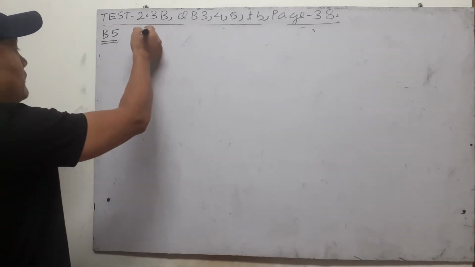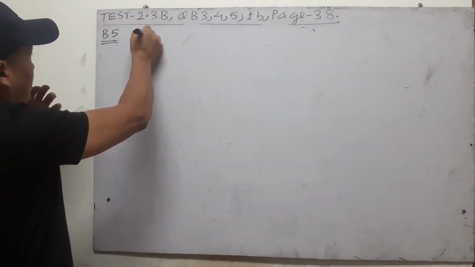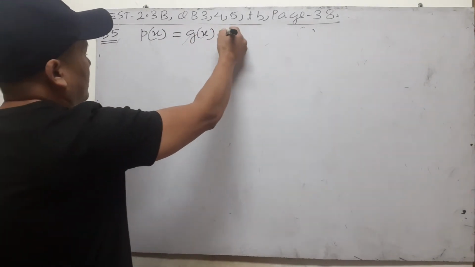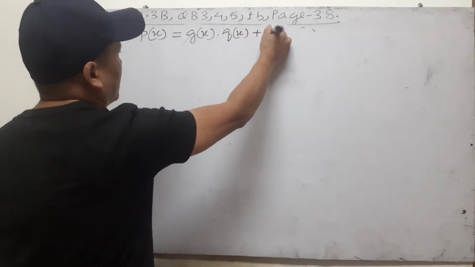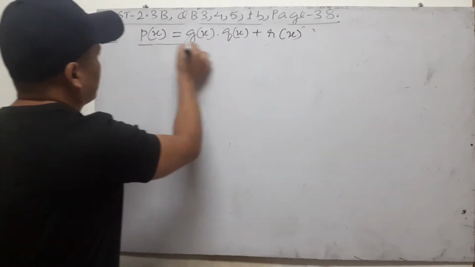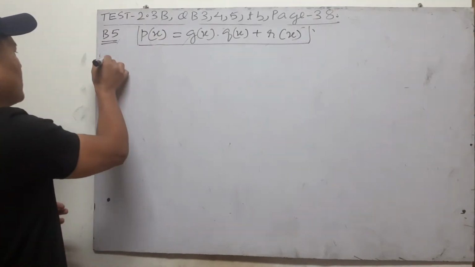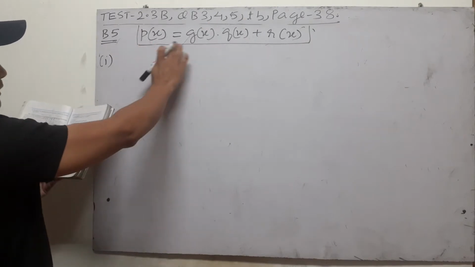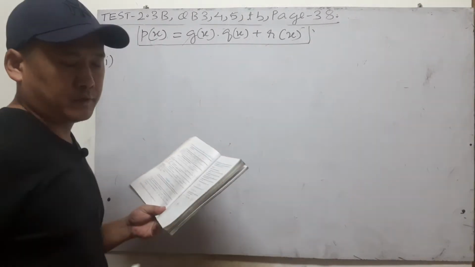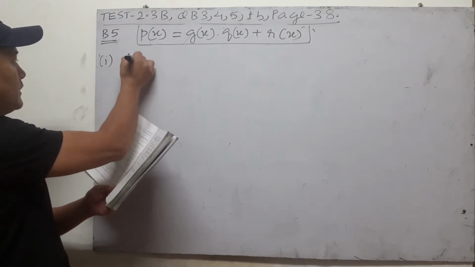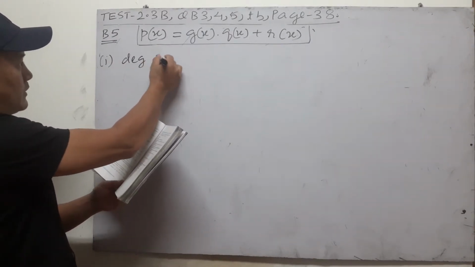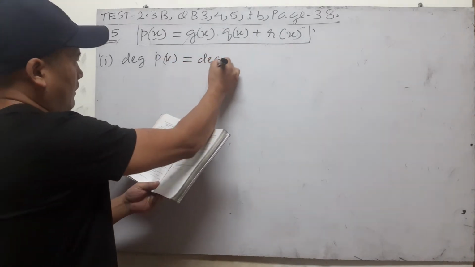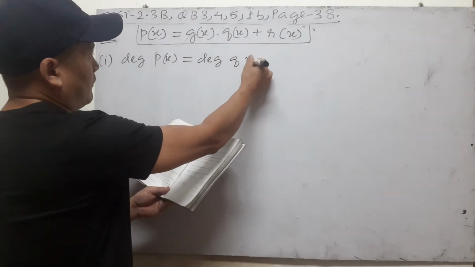Now we have to satisfy the division algorithm. Write it once. Dividend p of x is equal to divisor g of x into quotient q of x plus remainder r of x. This is the division algorithm we have to be mindful of as we do this. So subheading 1 let us take. Besides satisfying the division algorithm, we have to satisfy this condition, that is degree of p of x should be equal to degree of q of x.